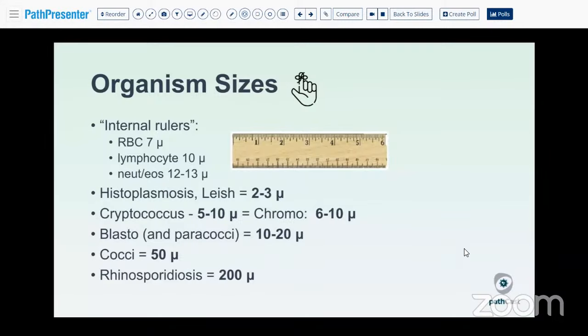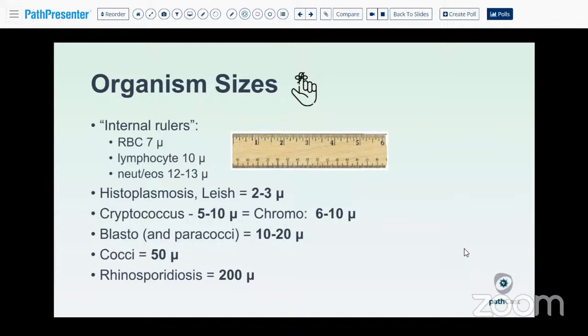Organism sizes. A really important thing to remember. So use your internal rulers on your slide. A red cell is approximately 7 microns, a lymphocyte 10 microns, and neutrophils and eosinophils are approximately 12 to 13 microns. And then you'll always have those in the background to compare.